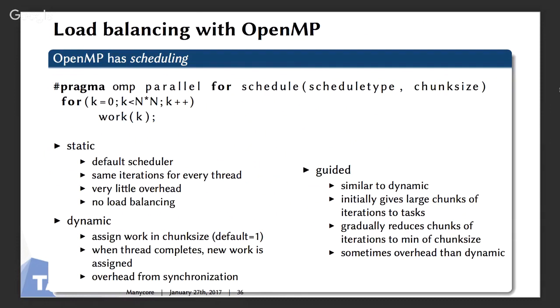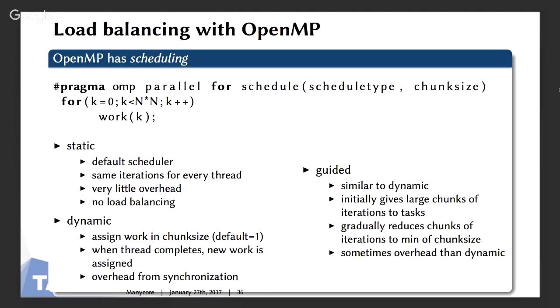So there are three different options to give the schedule attribute. Static is just the default scheduler. Basically, it just divides up all the iterations by the number of threads that you have and hands out the work. It has almost no overhead. It can actually do that step at compile time. But it also has no load balancing, right? I've broken up the work, and if one of my tasks is still going after the others finish, those other tasks are just going to sit idle.